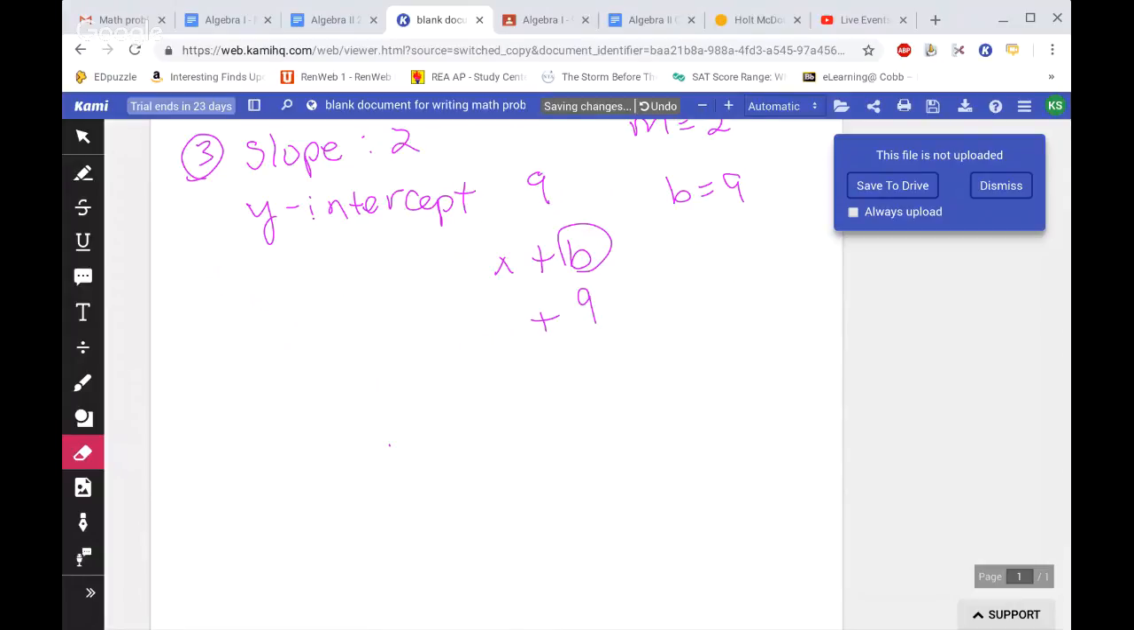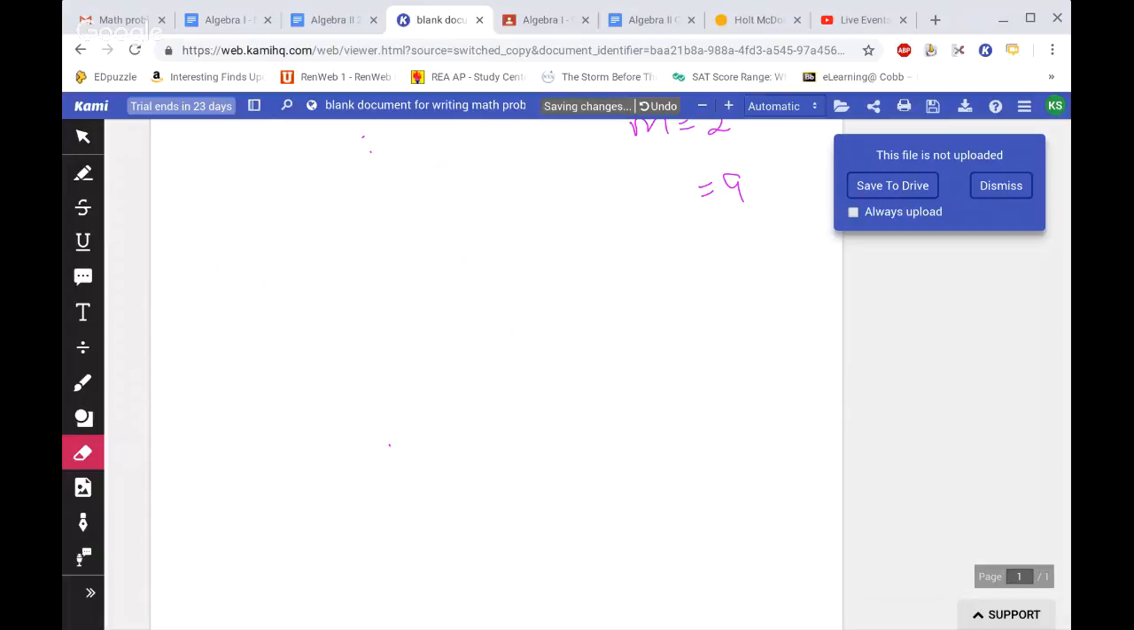Does anybody need me to do the rest of those, or do you feel confident in being able to finish them? Miss Sparks, I wasn't here for number 3. Can you do that one again? And could you do the others, please? Just plugging it in, making it into an equation.